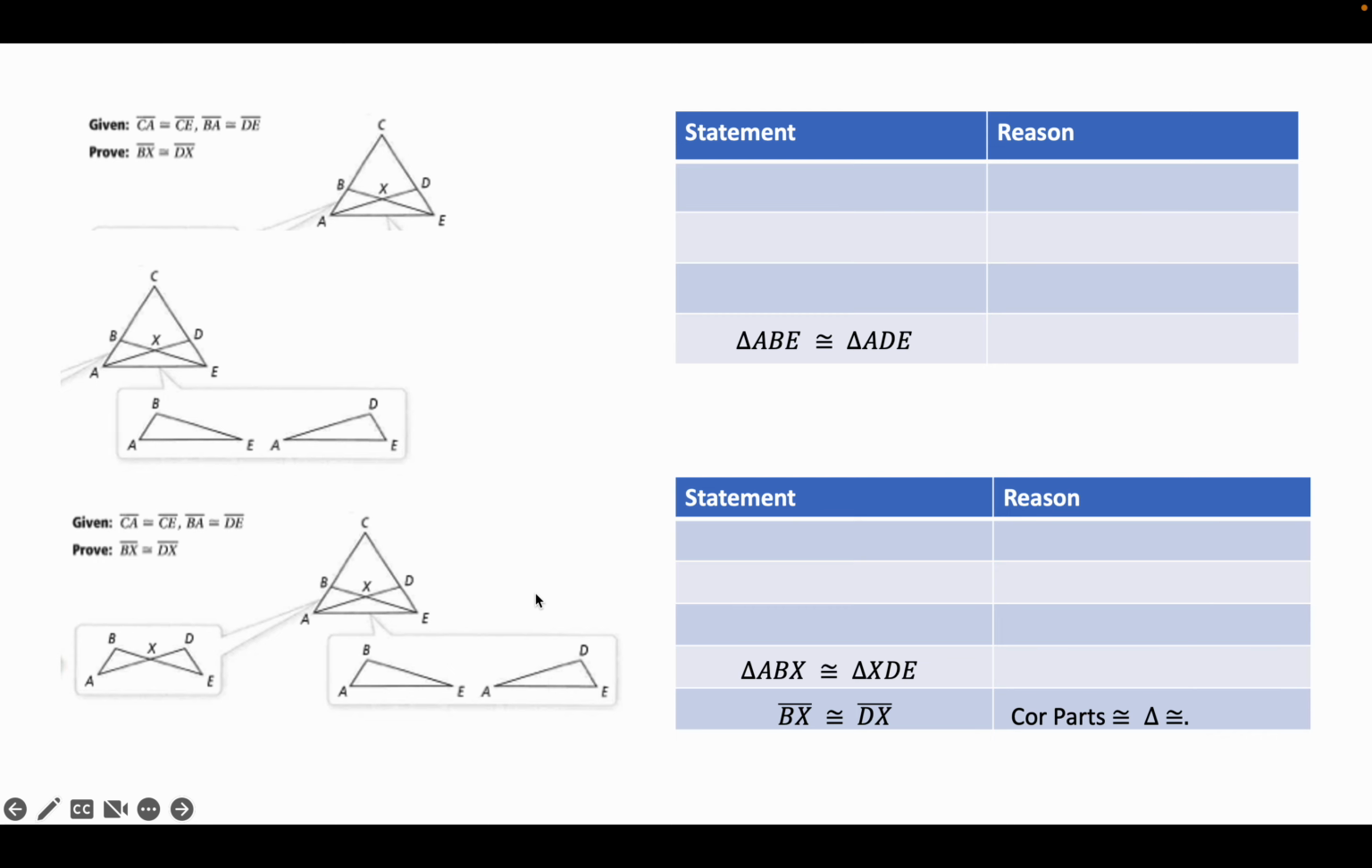How can I do that? So first of all, I know AE is congruent to itself. I also know AB is congruent to DE. The other thing I know is that this is an isosceles triangle. Isosceles triangles have congruent base angles. That means that angle A is congruent to angle E. So I have a side, an angle, and a side. So I think I can do this with SAS.